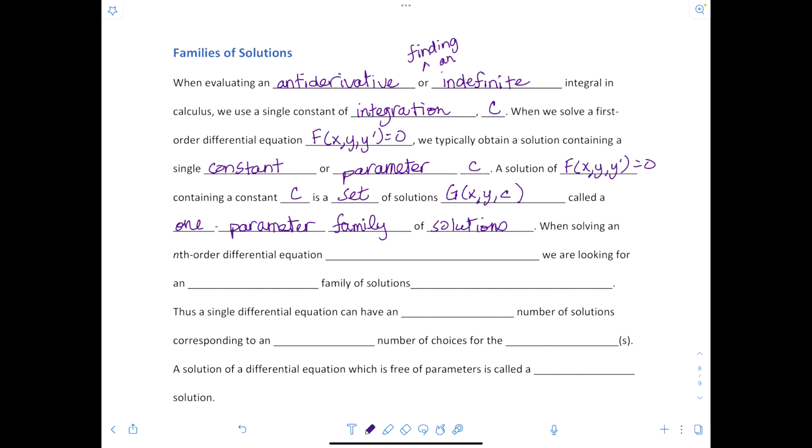When solving an nth order differential equation, capital F at x, y, y prime, all the way down to that nth derivative at y equal to 0, we are looking for an n parameter family of solutions. Capital G at x, y, c1, c2, all the way to cn.